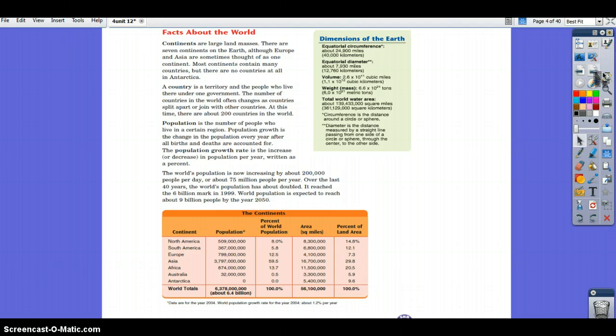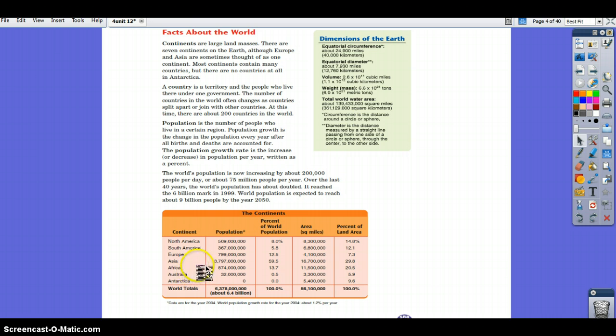So go ahead and just look at the different continents that it's showing here below. Here's North America, the population, 509 million. Percent of the world population, we are actually only about 8%. The area in square miles is 8,300,000 square miles. Percent of land area, we own about 14.8%.